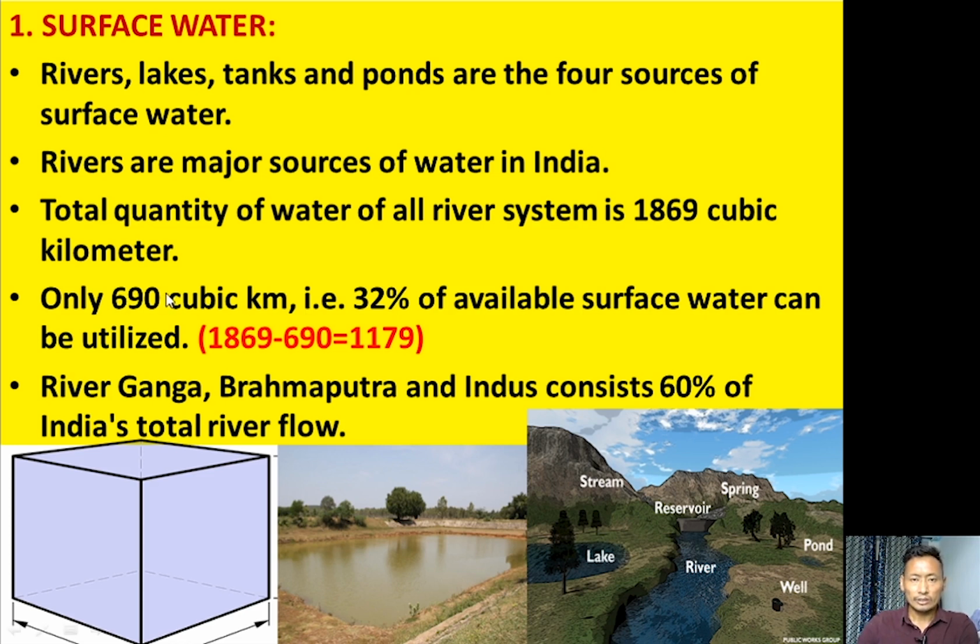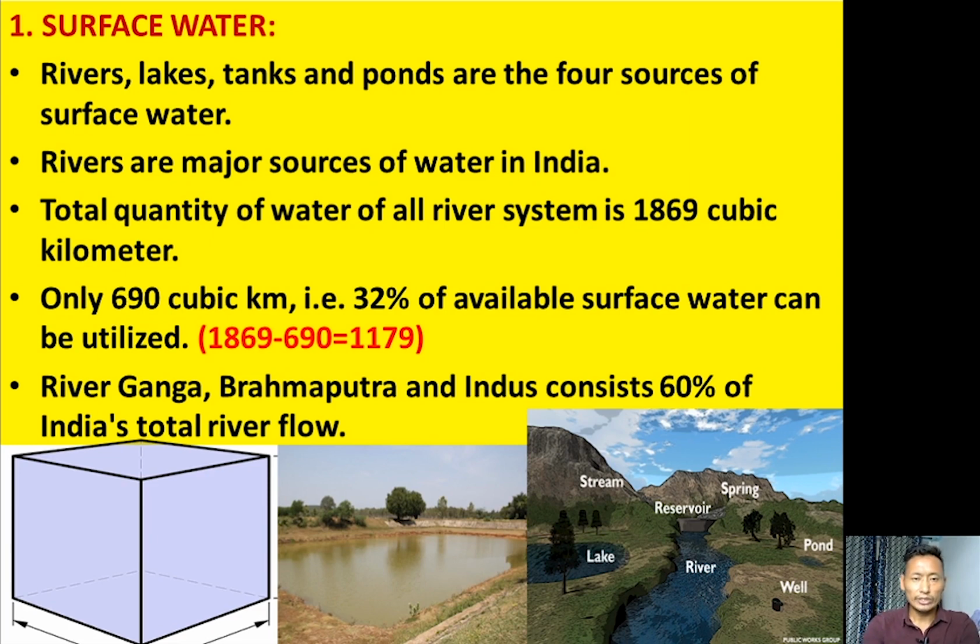So India is able to use only 690 cubic kilometer. It may be because of different geological problems and other economic and infrastructural problems. Because of that, India is able to use only 690 cubic kilometer out of 1869 cubic kilometer.